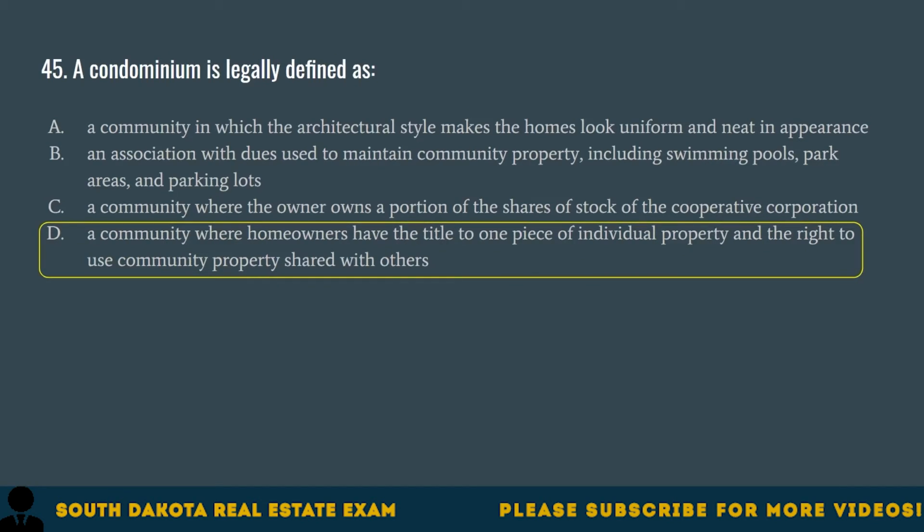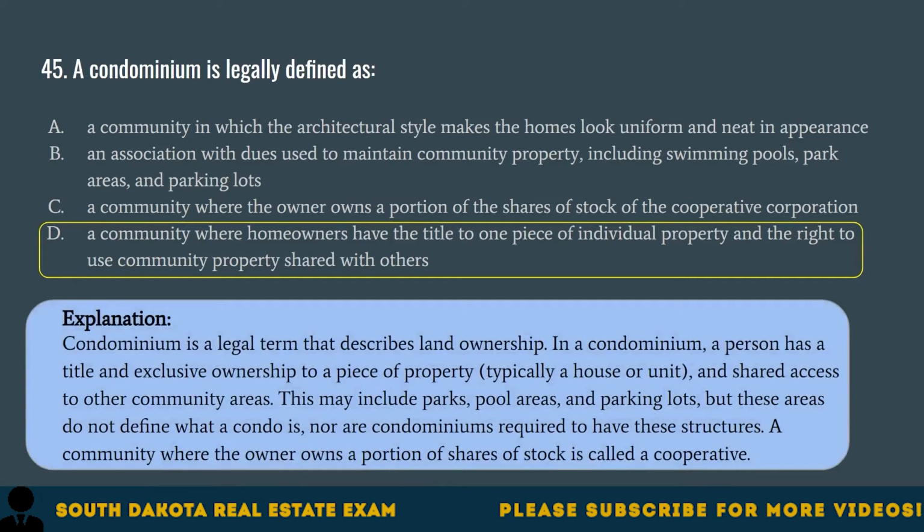A community where homeowners have the title to one piece of individual property and the right to use community property shared with others. Condominium is a legal term that describes land ownership. In a condominium, a person has a title and exclusive ownership to a piece of property, typically a house or unit, and shared access to other community areas. This may include parks, pool areas, and parking lots. But these areas do not define what a condo is, nor are condominiums required to have these structures. A community where the owner owns a portion of shares of stock is called a cooperative.